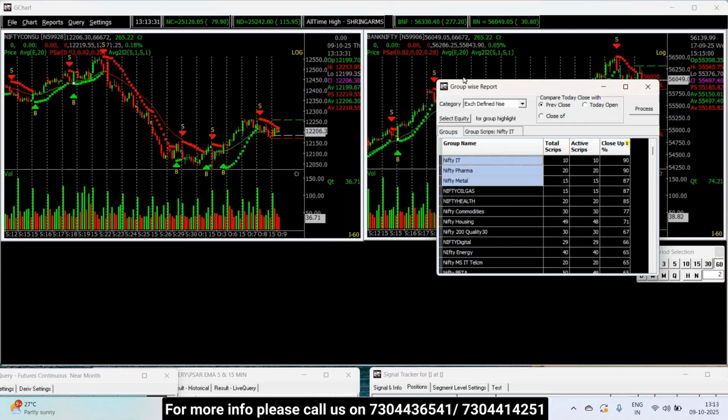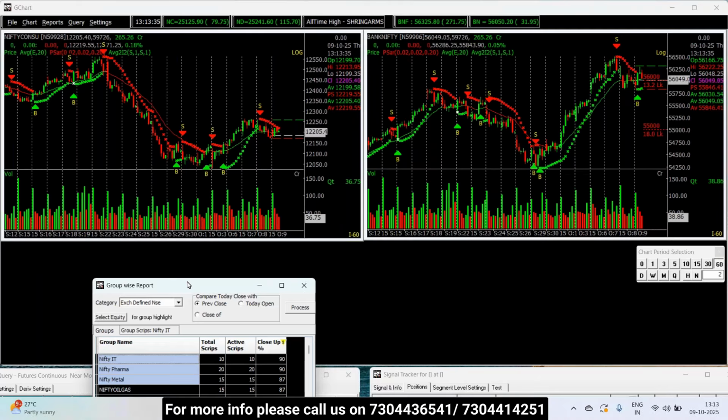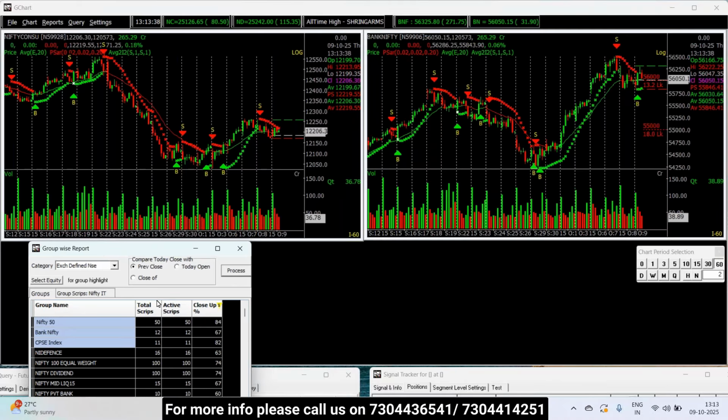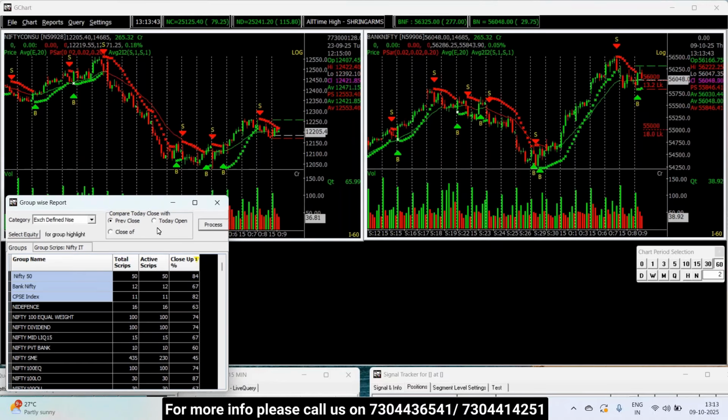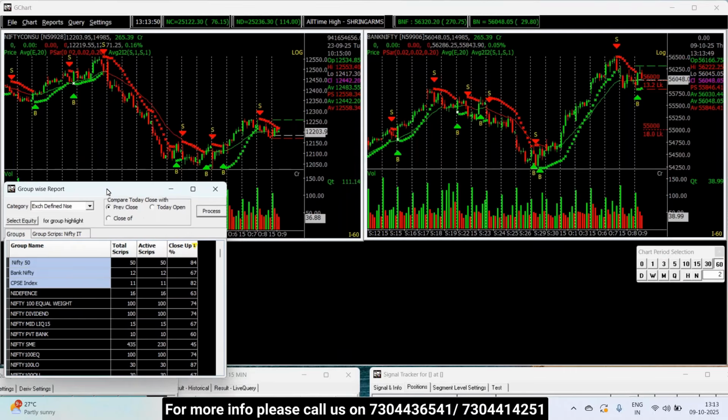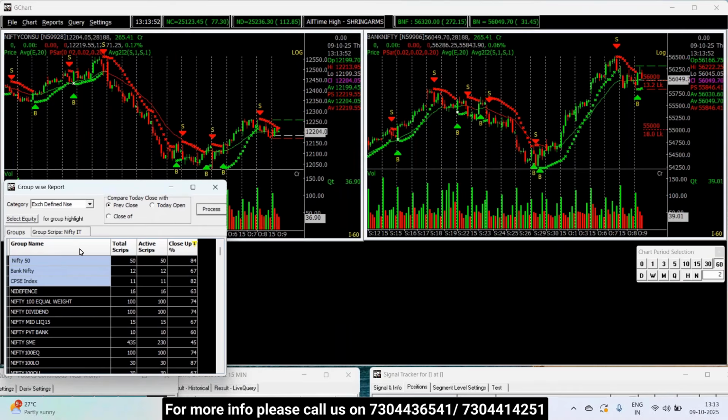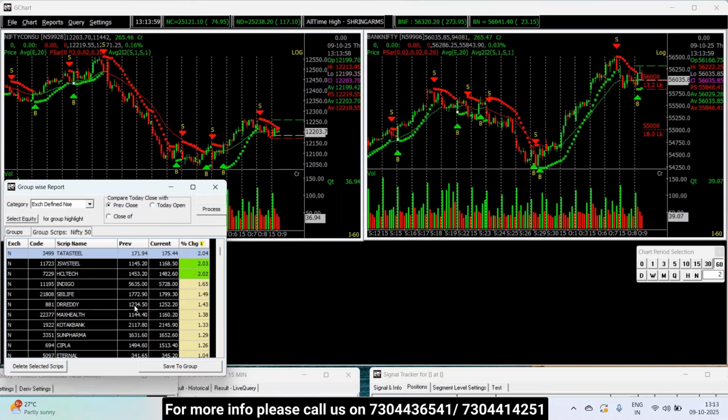And now I'm going to open the group analysis. As you can see, I opened a tab. This is the group-wise analysis in our software, where you will get the close-up percentages of the indices. As you can see, Nifty 50 has a close-up percentage of 84. When I open this Nifty 50, you can see which stocks are performing well. The green color shows the stocks that are performing well.